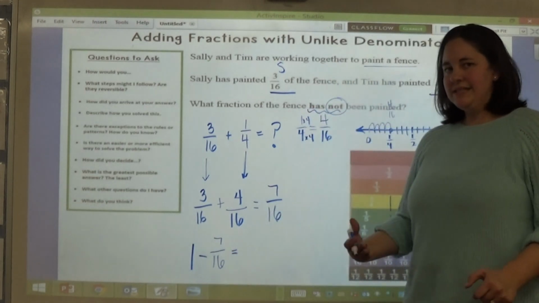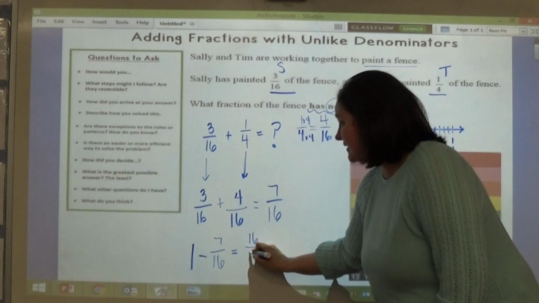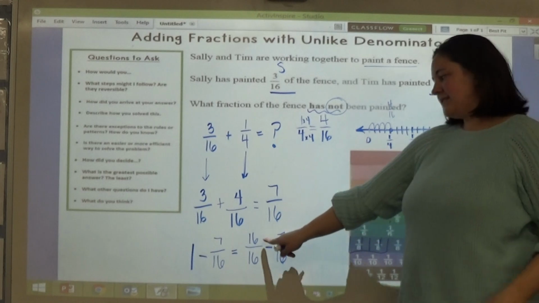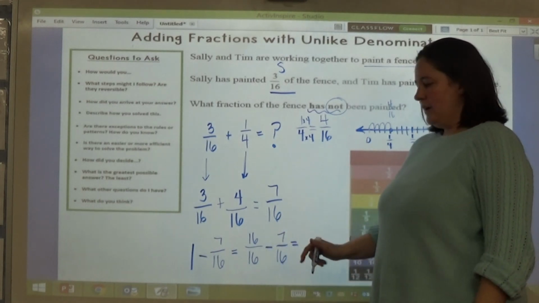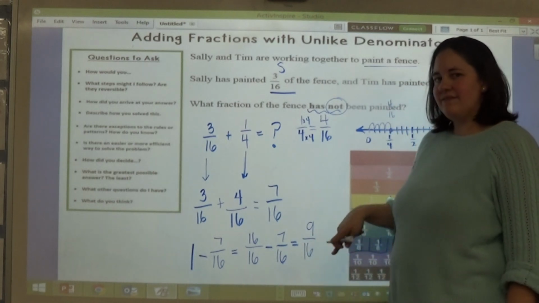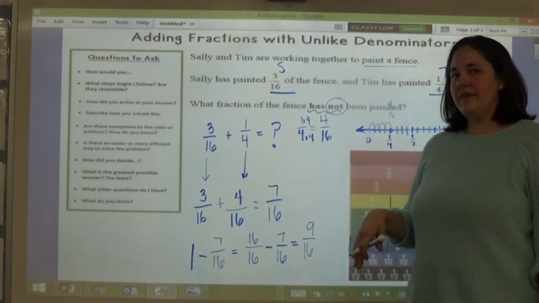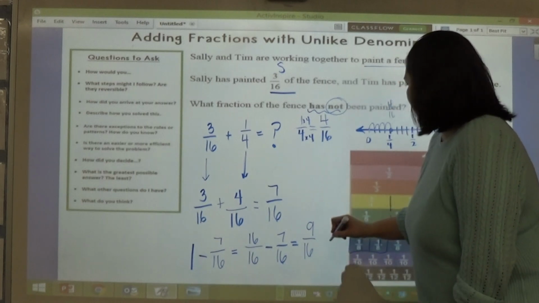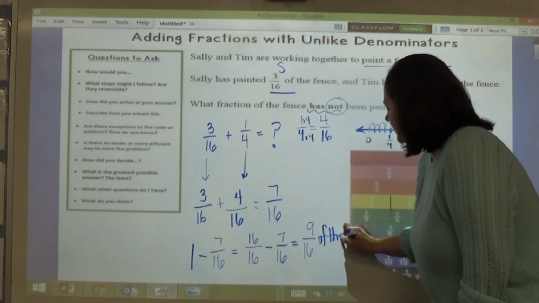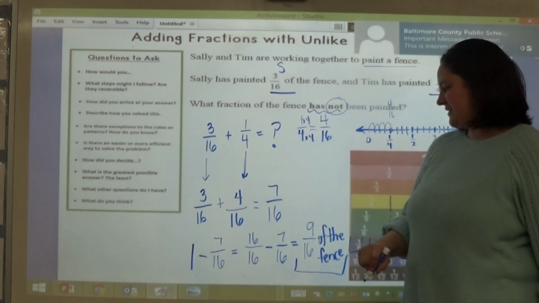Remember, one whole is equal to 16/16. We need a common denominator. So let's go ahead and take 16/16 minus 7/16. If we have 16 and we take 7, we're left with 9 out of the 16 parts of the fence. 9/16 of the fence has not been painted, okay? 9/16 of the fence has not been painted. So I would go ahead and write "of the fence" and box in my answer so it's easy to identify.